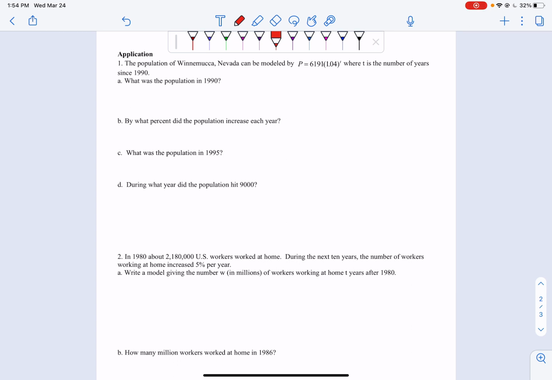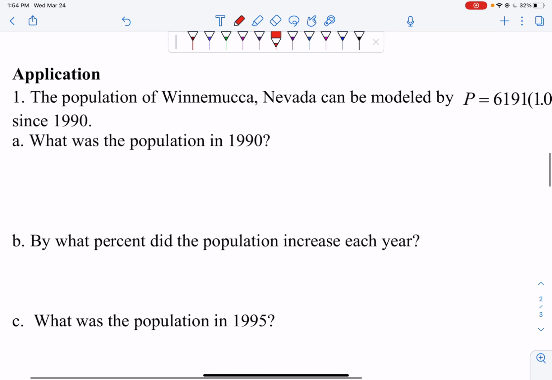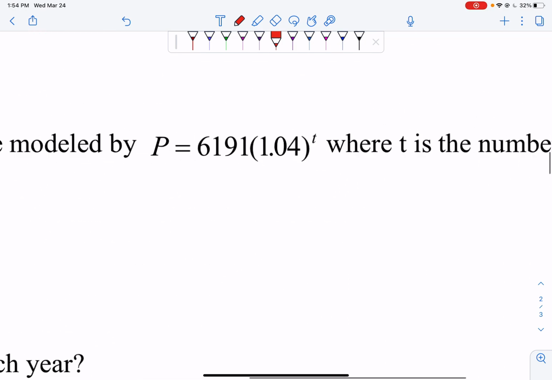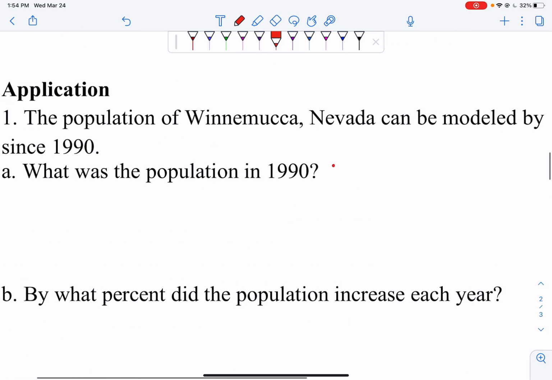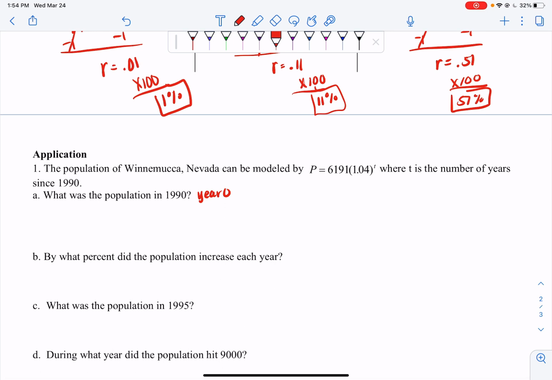So part A says, what is the population in 1990? Well, if I look, that's when this function is starting. It's starting at the year 1990. So all it's asking you is what's your initial amount for the function. So my initial amount is going to be 6191 because this is year 0. So at year 0, I'm basically just going to have 6,191 people. And that'd be your final answer.